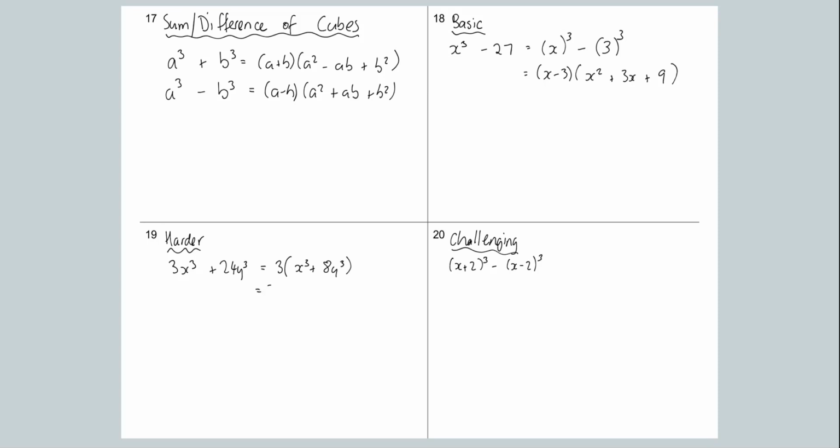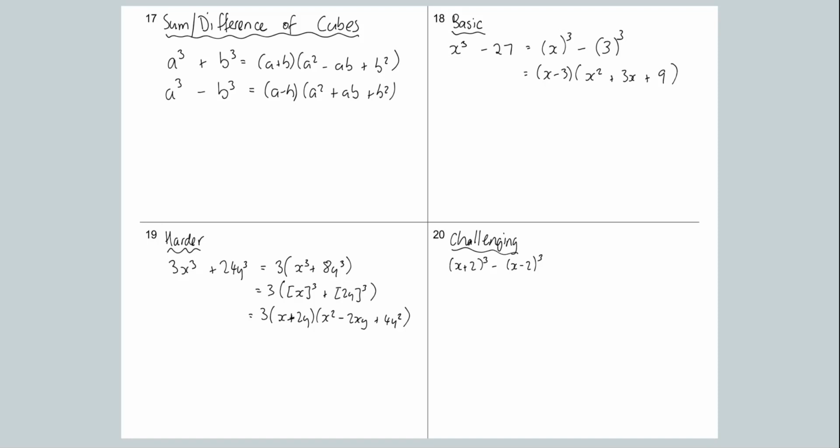This is a sum of cubes. I'll just point it out by using square brackets. It's x cubed plus 2y cubed. 2 cubed is 8. Now we can apply the rule. It's 3 outside of x plus 2y, x squared minus, multiply them together, 2xy plus square 2y. 2 squared is 4, y squared is y squared. Done. Next one, challenging problem.